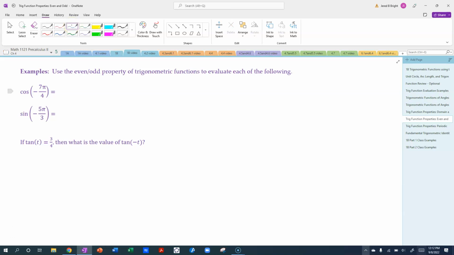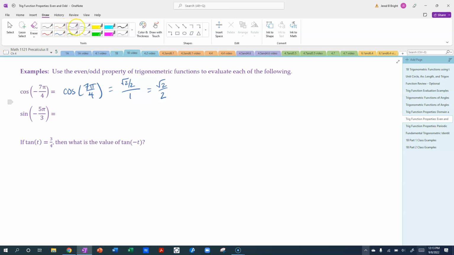For example, with cosine of negative 7 pi over 4, since cosine is even, the negative on the angle deletes because of the evenness. So it's just cosine of 7 pi over 4. Now I go to the unit circle and pick out the x value, which is square root of 2 over 2, all over 1. So I just get square root of 2 over 2. This property allows me to translate from something that is not easily found on the unit circle to something that is.